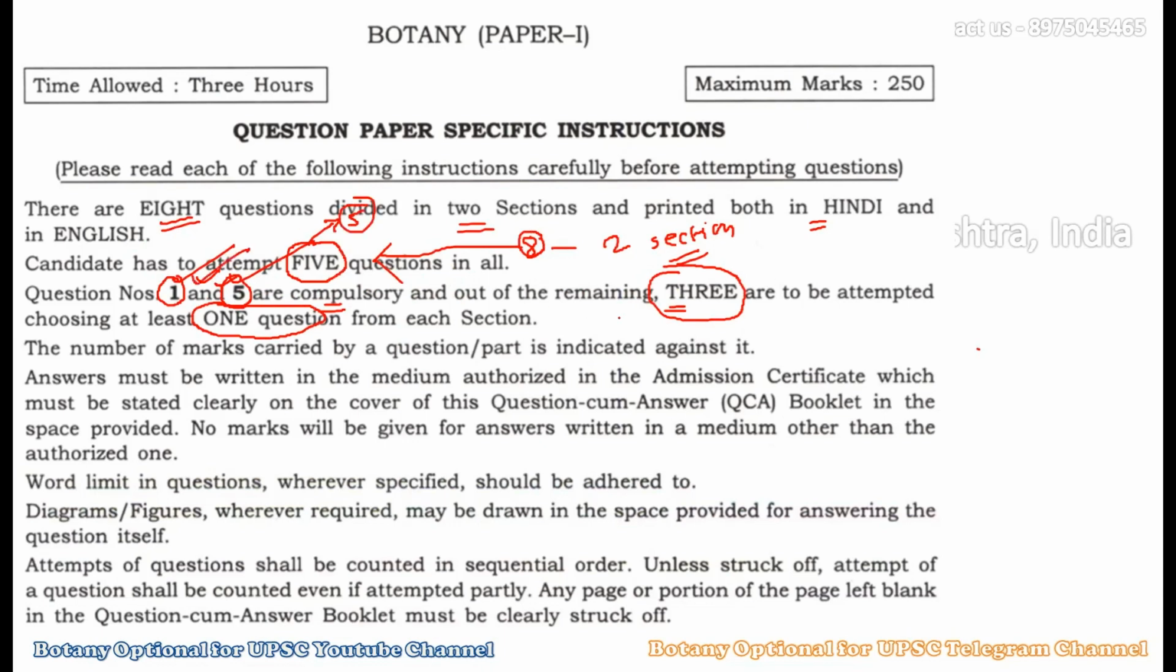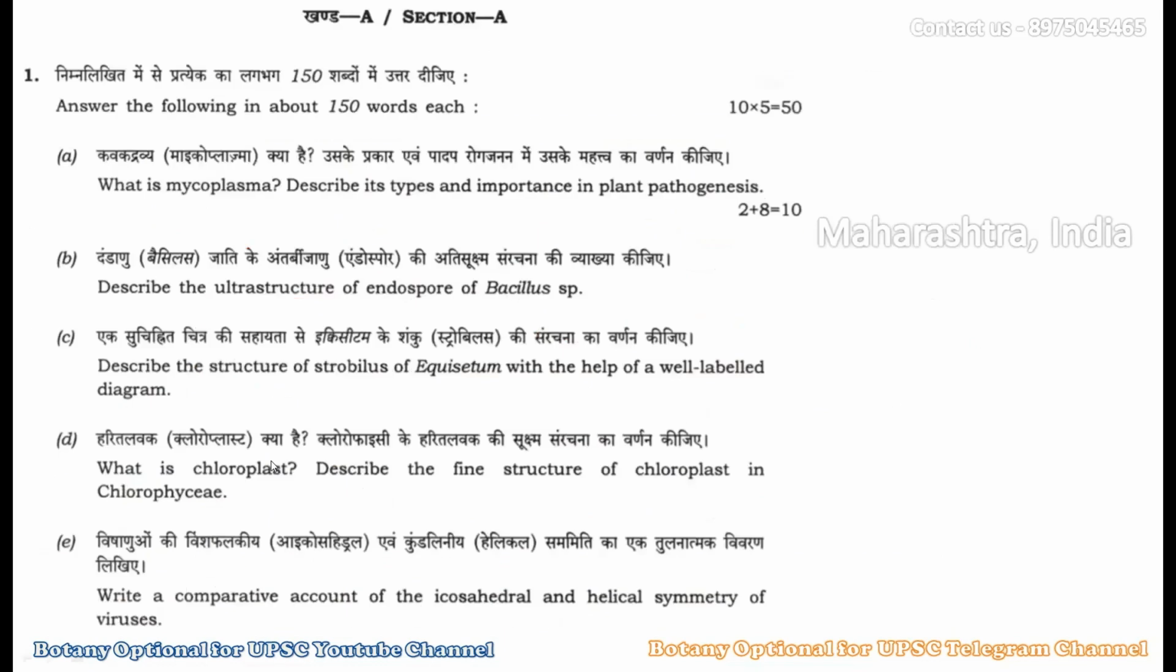And after these two, only 3 will remain. Out of the 6, you have to attempt any 3, but you should be careful that at least one question should come from each of the sections, right? Now, the number of marks was indicated against the question. If you see the question, you will see how many marks are given there, right? So these are the important instructions which are given here. Rest of the instructions you can read, right? These are general instructions on how to go for these papers, right?